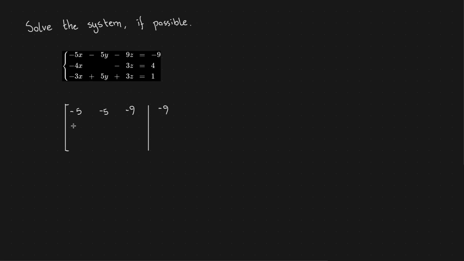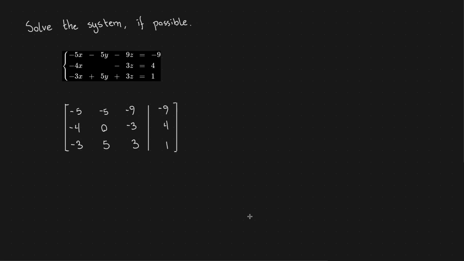Second row, -4x. There are no y's. -3z, and it's equal to 4. Third equation, third row: -3x, 5y, 3z equals 1. Okay?